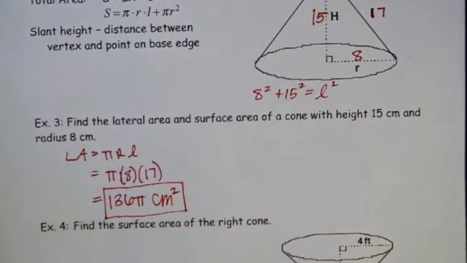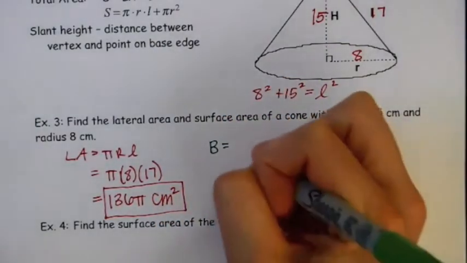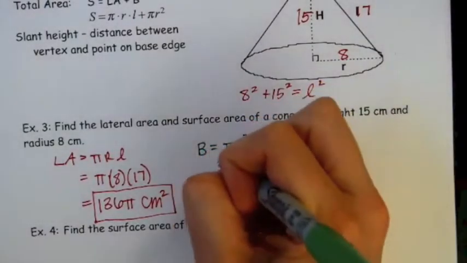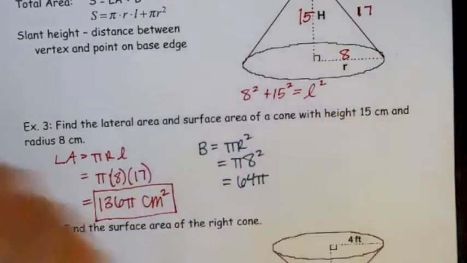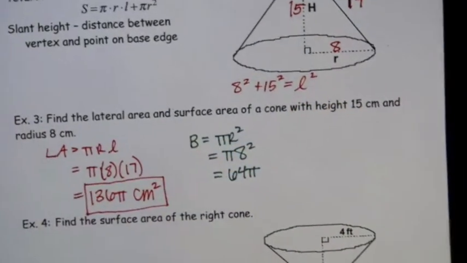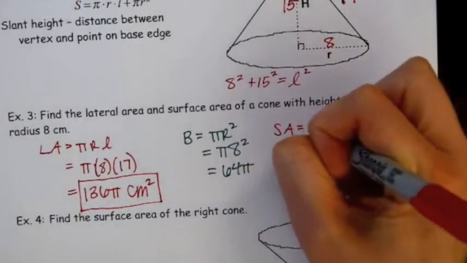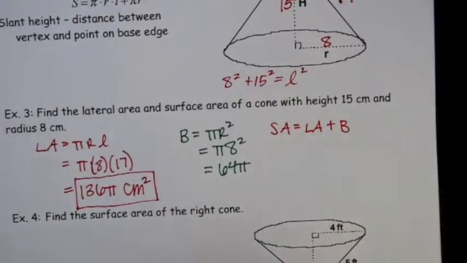Now I also need to find the surface area. Well, to find the surface area, I also need to find the area of the base. So I'm going to go ahead and do that first. My area of the base is pi r squared. So that's pi times 8 squared, which is 64 pi. Now I'm going to use that in my surface area formula. So my surface area is my lateral area plus the area of the base. We're going to write that every single time.